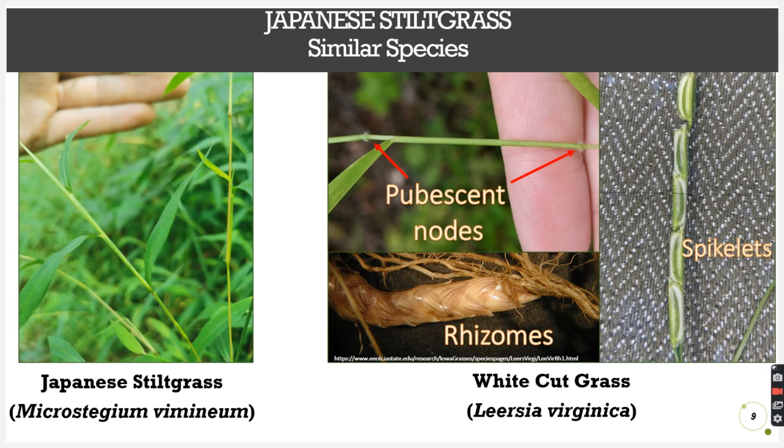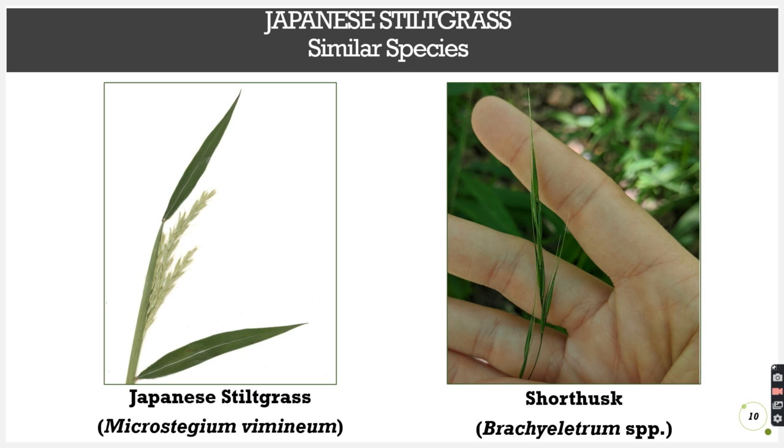Additionally, white cutgrass has distinct tufts of white hairs at the nodes and has distinct rhizomes that resemble braided rope, whereas Japanese stiltgrass lacks the tufts of hairs at its nodes and it also lacks rhizomes. Short husk species have larger spikelets which are greater than 8 millimeters in length, whereas Japanese stiltgrass has smaller spikelets between 3.5 to 6.5 millimeters in length.